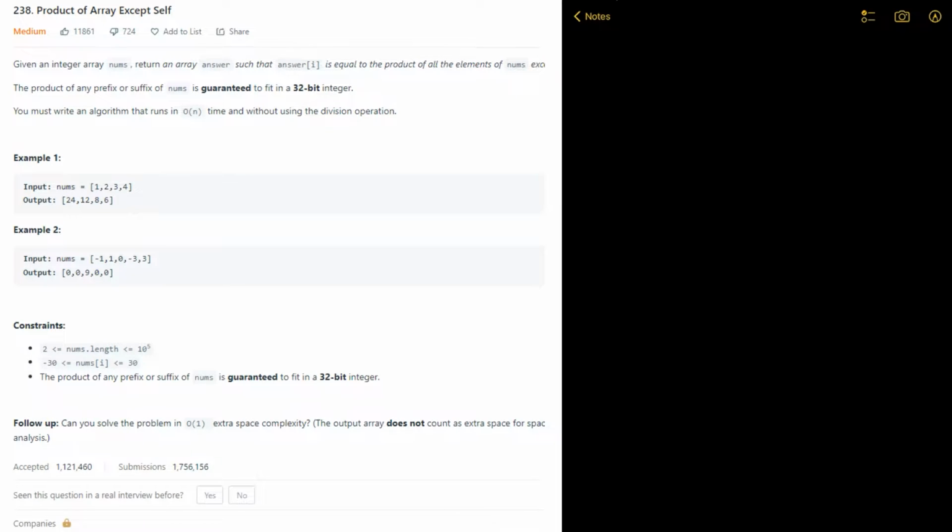Today we're going to be taking a look at LeetCode problem number 238, product of array except self. Let's not waste any time and let's go ahead and jump straight into the problem statement here.